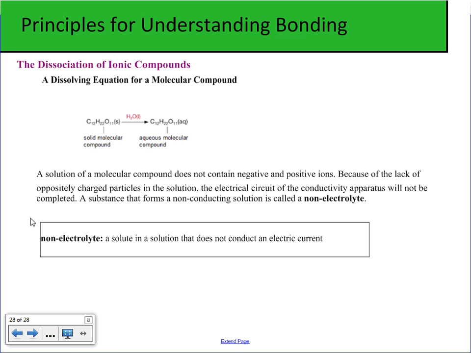So a solution of molecular compounds does not contain negative and positive ions because of the lack of oppositely charged particles in solution. The electrical circuit of the conductivity apparatus will not be completed, and a substance that forms a non-conducting solution is called a non-electrolyte. So a non-electrolyte is a solute in solution that does not conduct an electrical current. In this case, it will be a molecular compound.